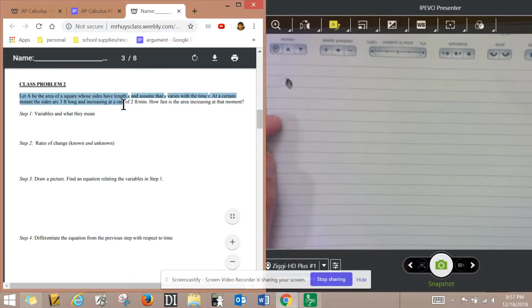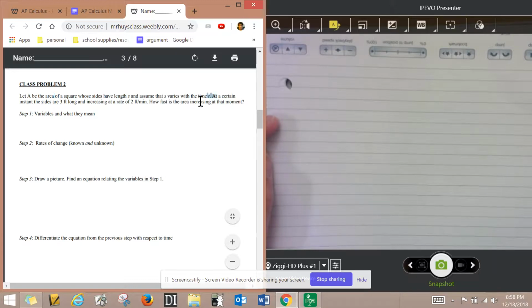Let A be the area of a square whose sides have a length s, and s varies with time. So we're talking about area. Let's keep that in mind. Okay, so s varies. That means s changes with time. That's a rate of change of s, so we know that we have ds over dt. Then we have just the length s, and we also have area.